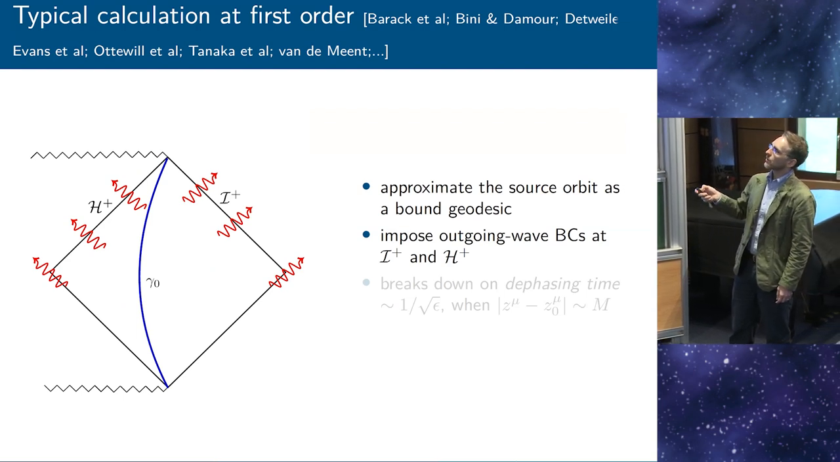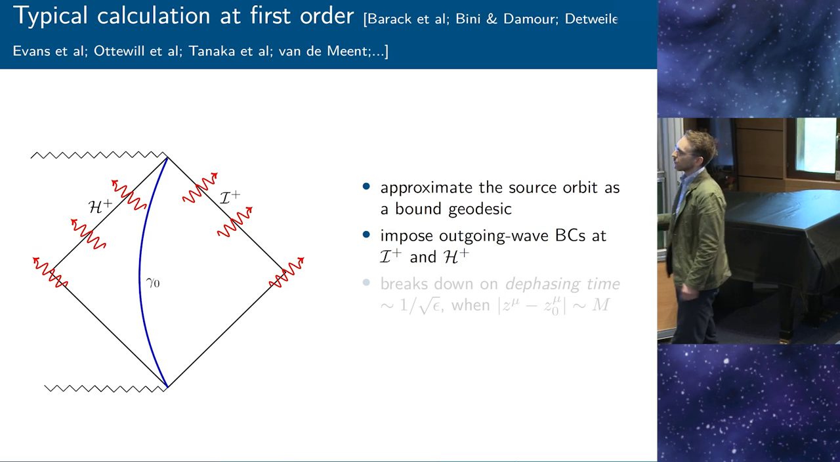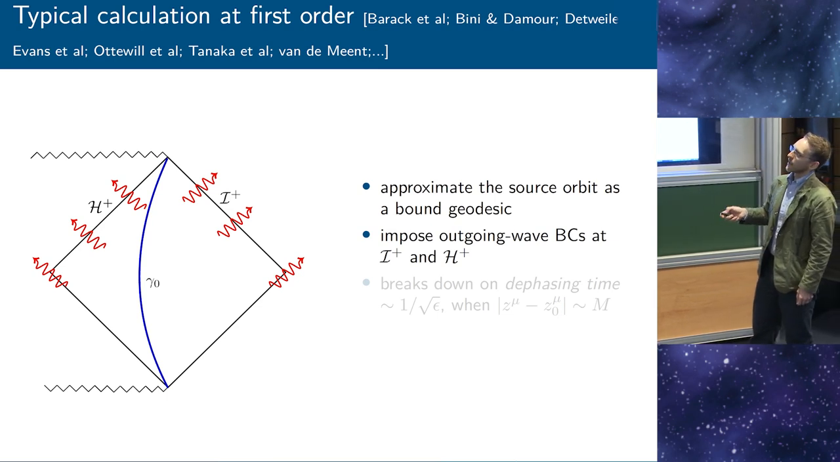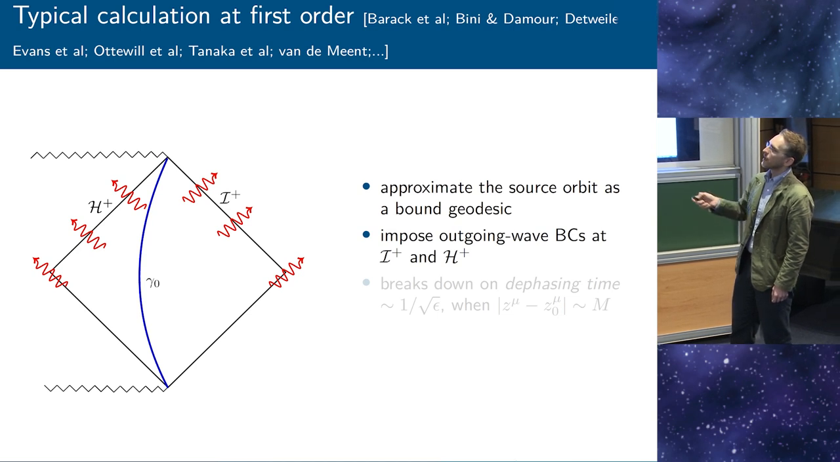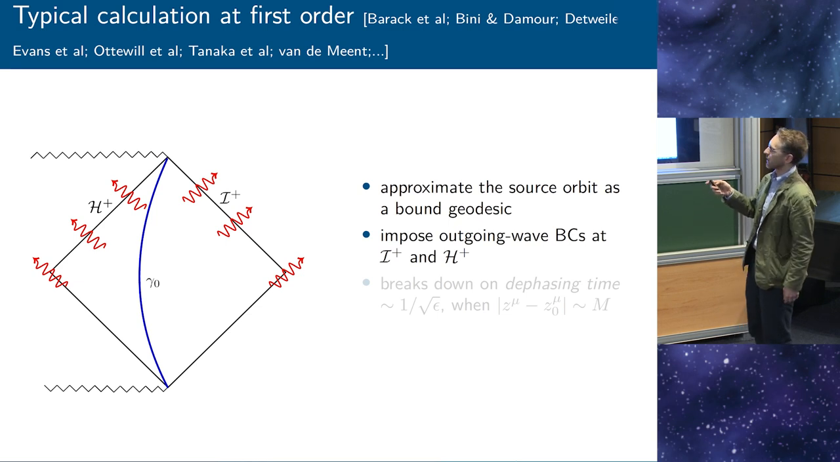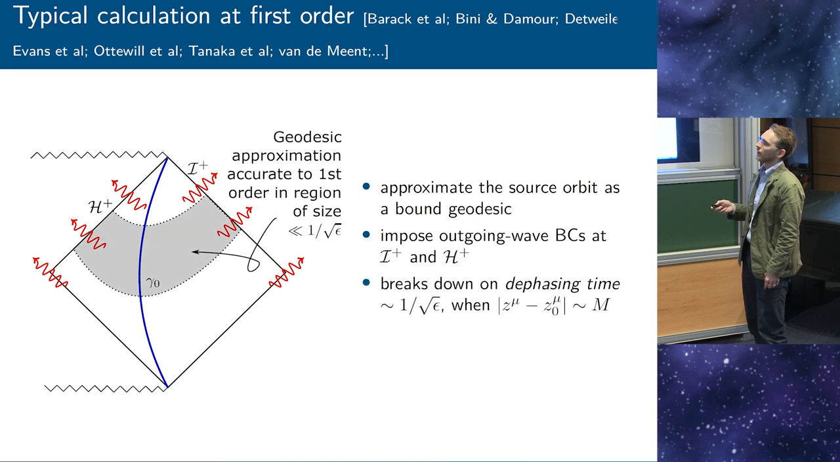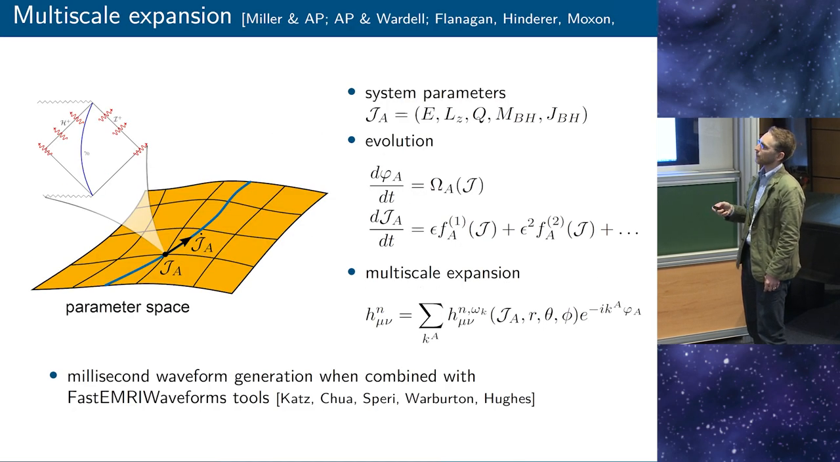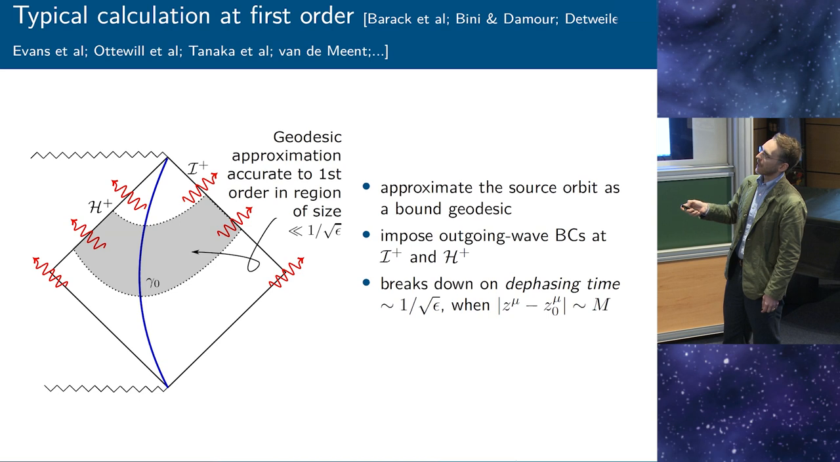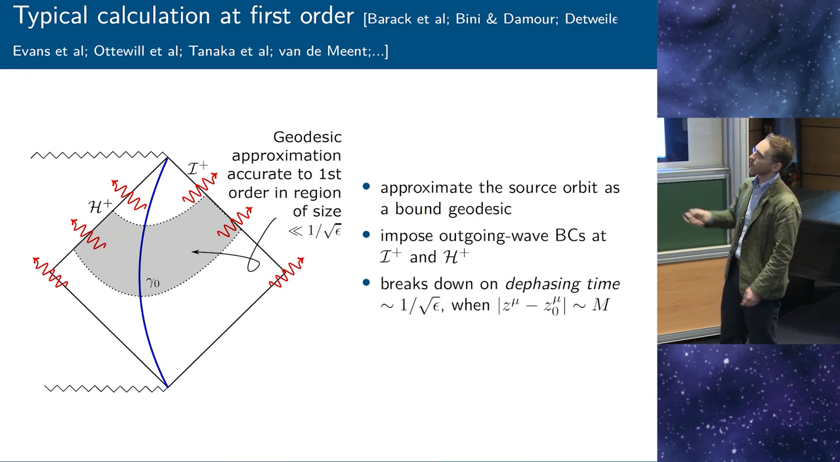OK, so this is a typical calculation at first order, where you think, OK, the self force is having a small effect, so let's approximate the motion as a geodesic in the black hole spacetime. You can then use either time domain methods or frequency domain methods. And because it's on a geodesic, it's orbiting around the black hole forever, emitting waves forever with basically fixed frequencies. So this approximation breaks down after some time, which is called the dephasing time. So you can imagine that this is accurate in some band of time here, but not over the full inspiral.